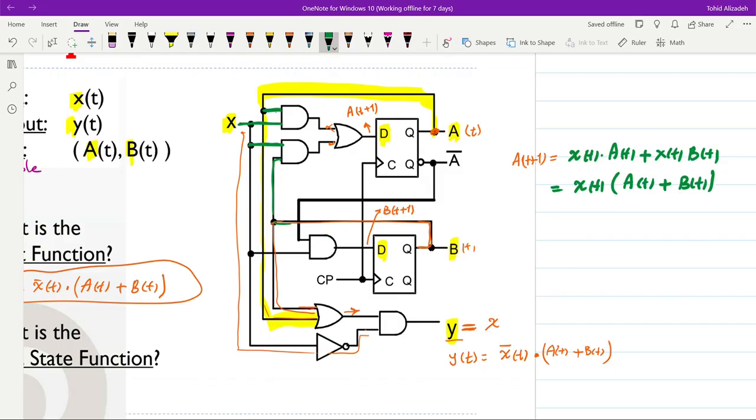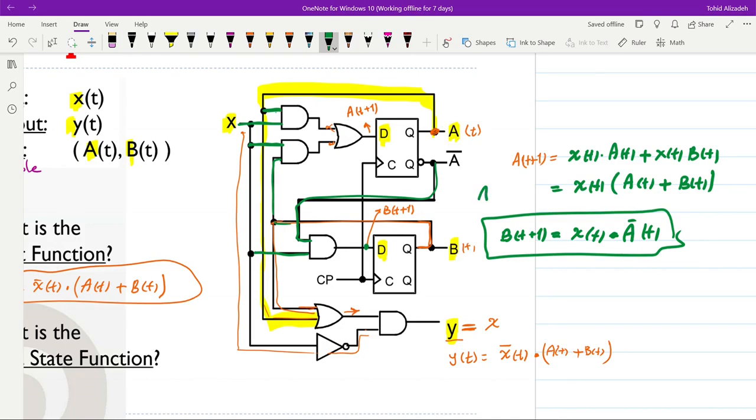So that's what we have for A. Then for B, the input of the second flip-flop here, we consider it as B at t plus 1, because this will determine the next value for B, the value which will be stored in the flip-flop at the next rising edge of the clock. We can see that it is in the form of X at t, and the second input comes from not A. So B at t plus 1 is X and not A at t.